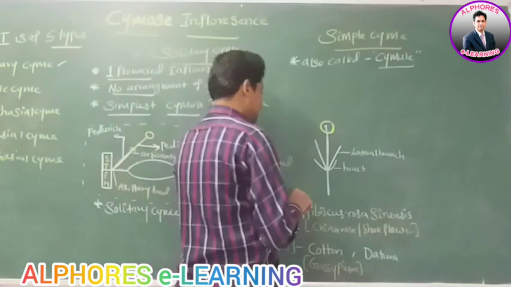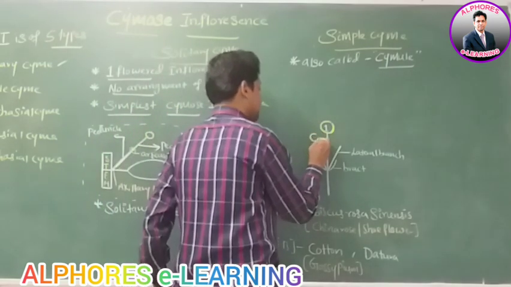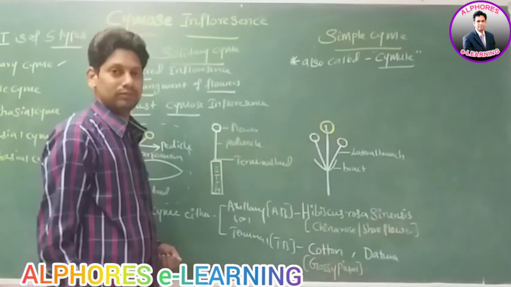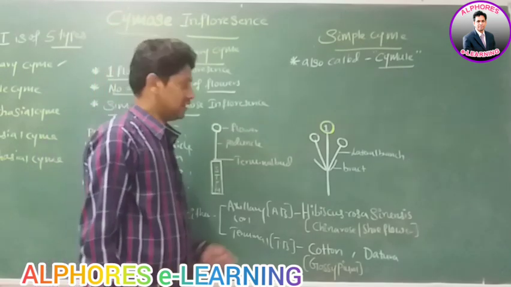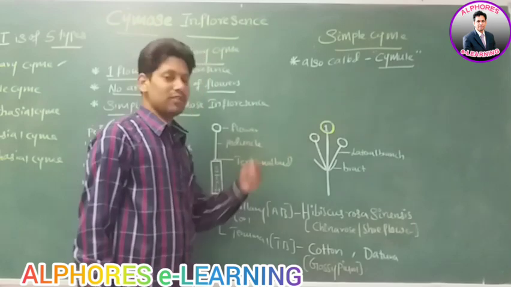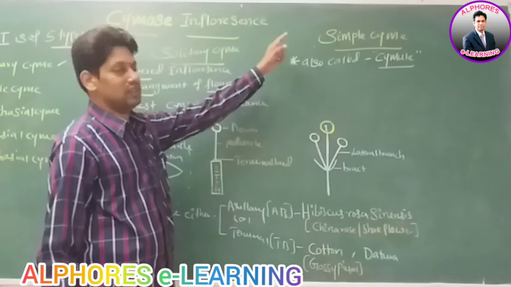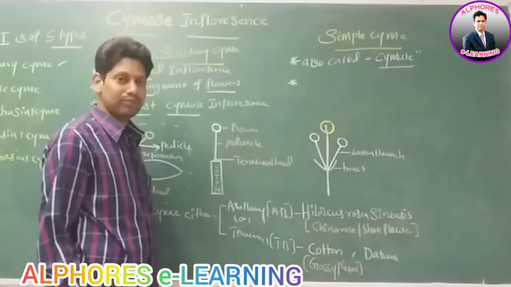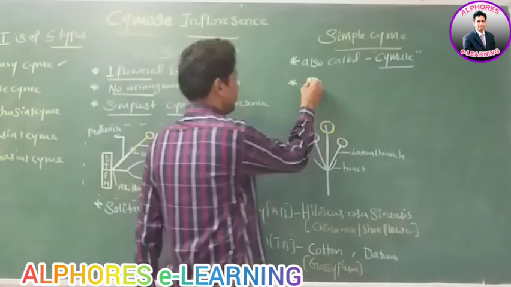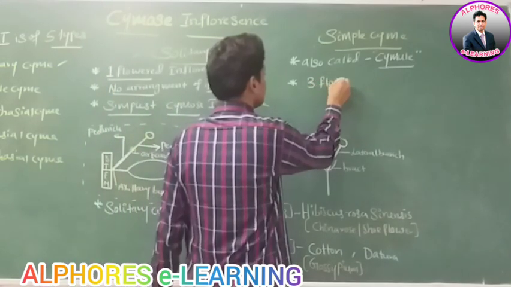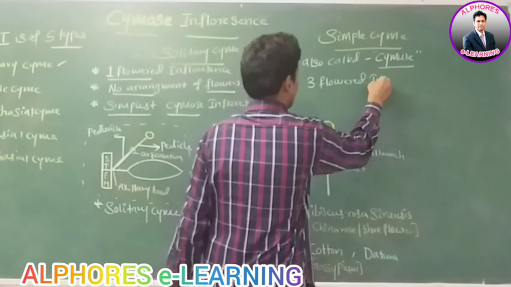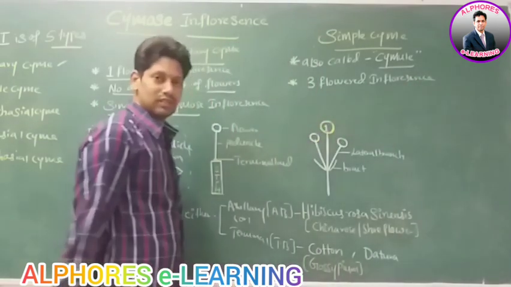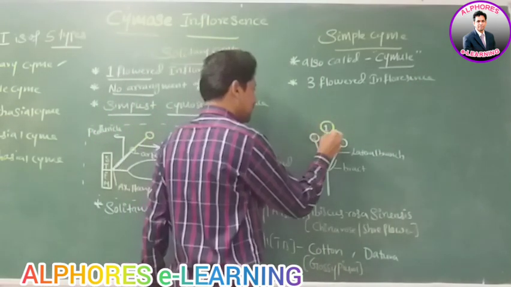The tip of this lateral branch terminates with a flower. The tip of the lateral branch terminates with what? A flower. Now see this diagram. How many flowers are there? Three flowers. This is a simple cyme. Therefore, simple cyme is a three flowered inflorescence. Is it okay? Right.